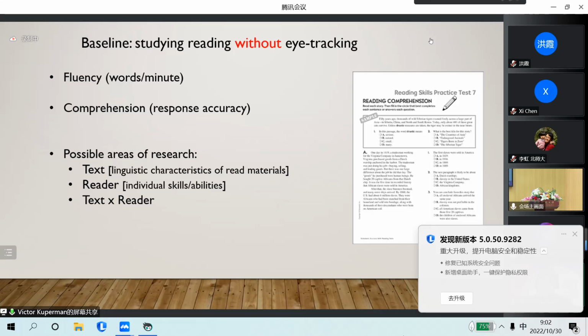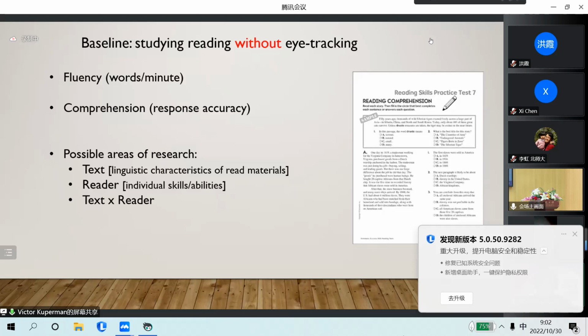Many of us in the studies of reading have used reading comprehension tests, like the one that you see here on the right part of the screen. We would give our participants a text to read, and we would ask them questions. Even from this simple test, we can gain a lot. We can study fluency, which we could measure, for instance, in words per minute. That's the reading rate. And we can, of course, study the quality of their comprehension. Typically, we would look at the accuracy of their responses to the questions.